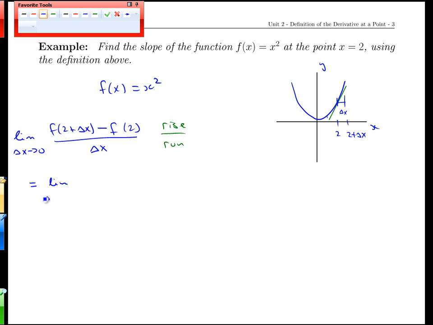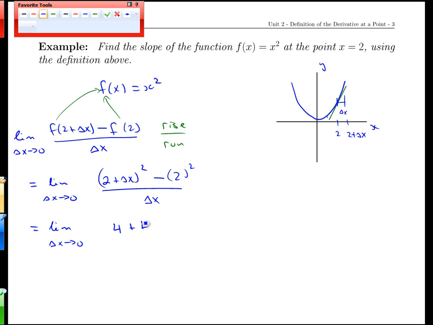In particular, we can now use our function. So here's our function, x squared. Whatever's inside here is what we're going to call x. And we can put that inside our function. That's our input to x. We're going to square it. Then we're going to subtract f of 2, which is 2 all squared, divided by delta x. And then we're going to take the limit as delta x goes to 0. We're going to need to expand this a little bit. So we'll have 4 plus 4 delta x's plus delta x all squared minus 4 all over delta x.